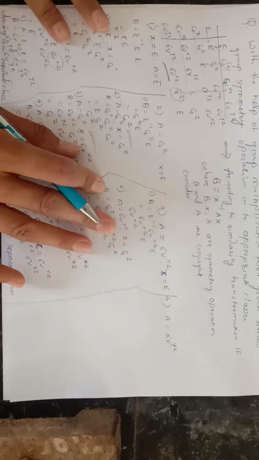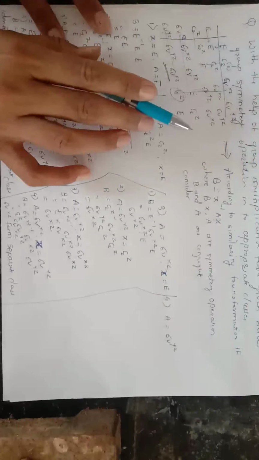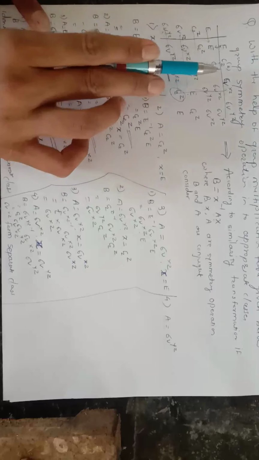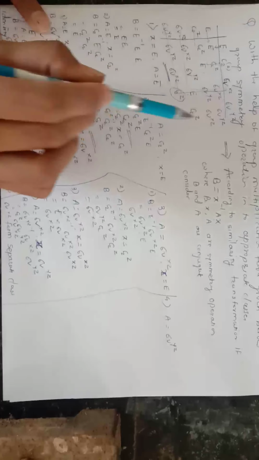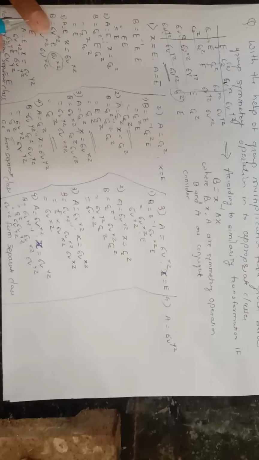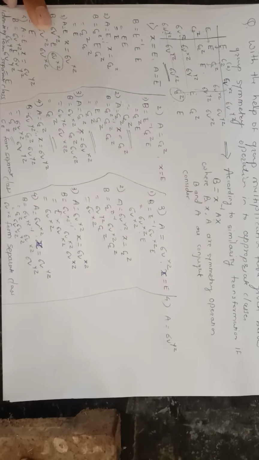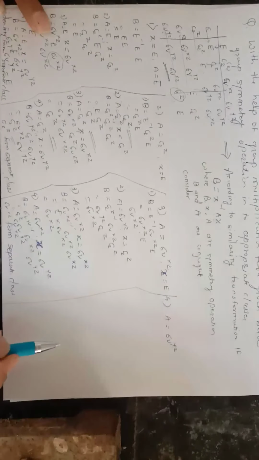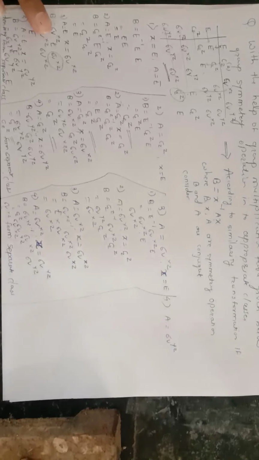This is the question in which, with the help of the group multiplication table given below, you have to put the symmetry operations in the appropriate class. This is called a group multiplication table. From that table, we place all the symmetry operations in the appropriate class. Then we get that identity forms a separate class, C2Z forms a separate class, sigma V XZ forms a separate class, and the last, sigma V YZ, also forms a separate class. Okay, thank you.